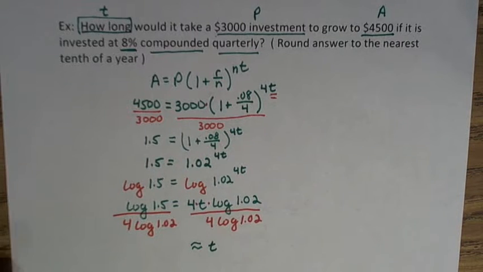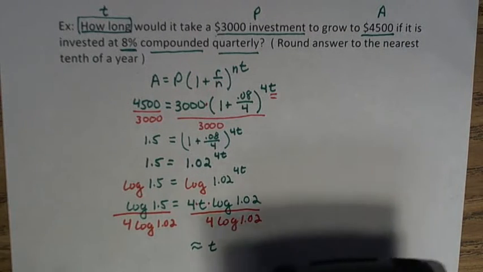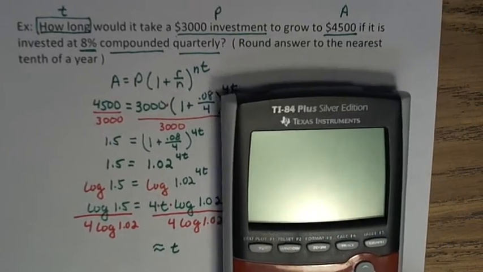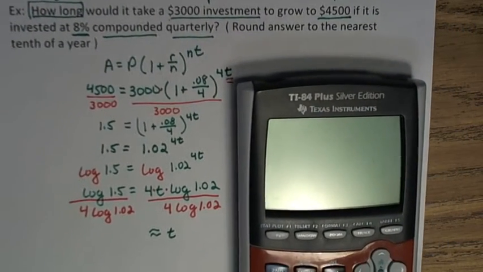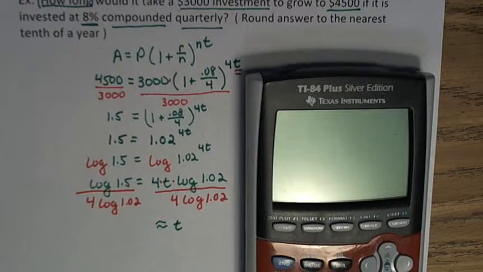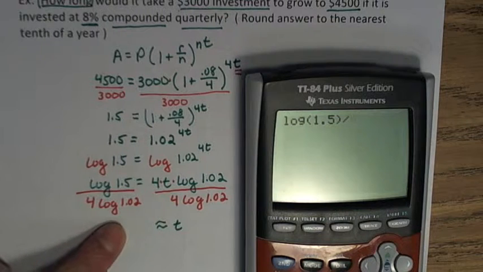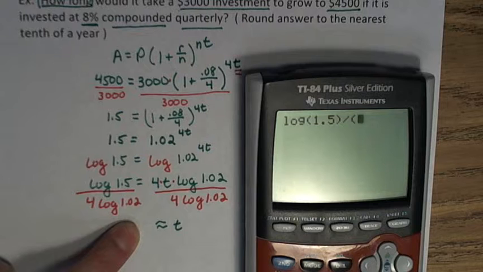So we're going to compute this. And so if we pull up our calculator here, we do want to be careful how we're entering this in. So the use of parentheses is going to be important. So if I'm going to evaluate log of 1.5, now the calculator does view that as a single number. I'm going to divide by, but now that 4 log of 1.02, I need to make sure I put it in parentheses in order for that to be done correctly.